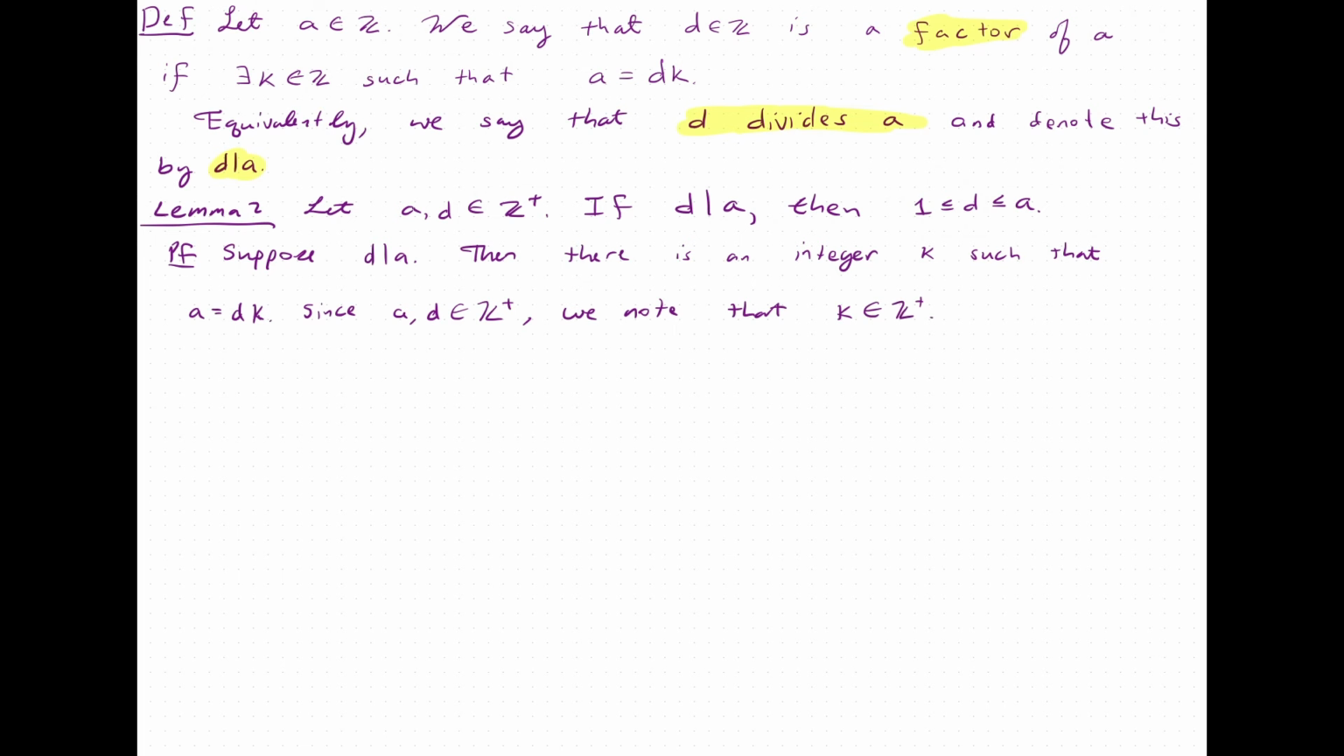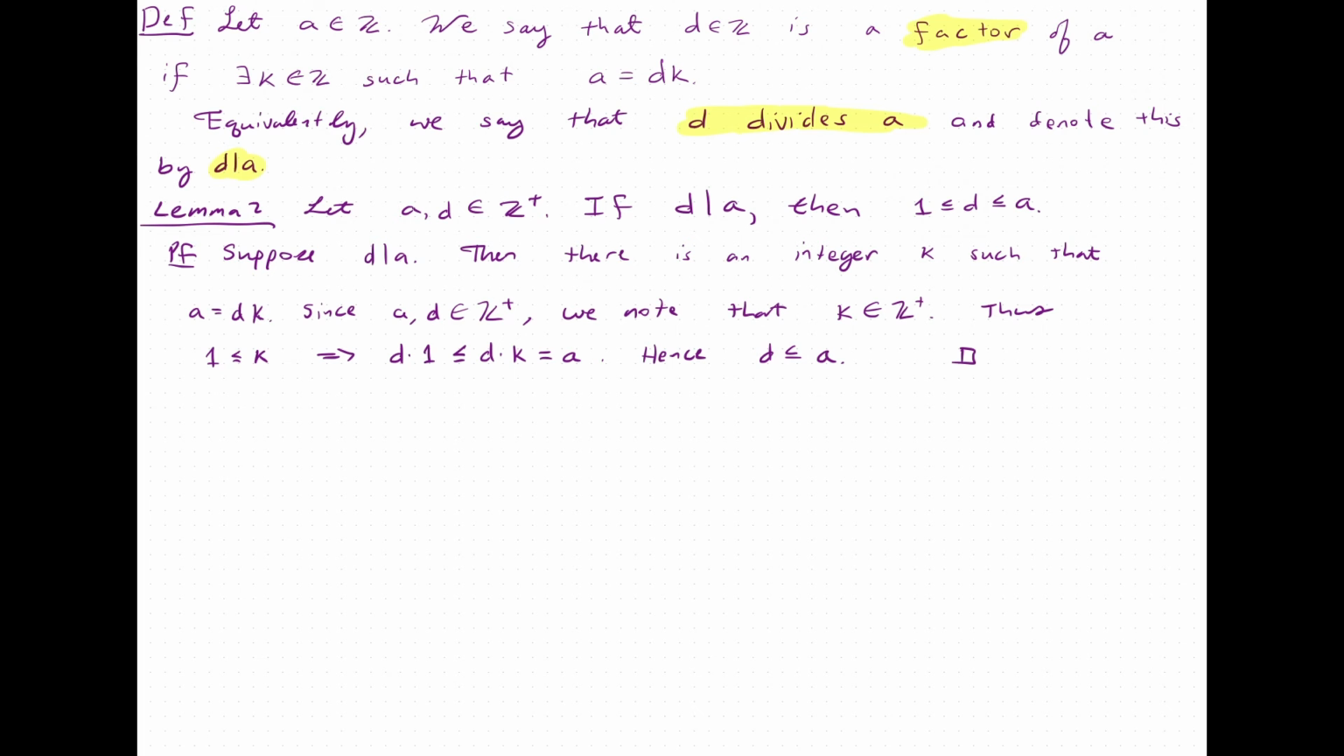Now, since k is positive, we have that 1 is less than or equal to k. And now what we are going to do is multiply both sides of the inequality by d. So we have d times 1 less than or equal to k times d, which by definition is what we define to be a. Hence, d is less than or equal to a. And so we are done.